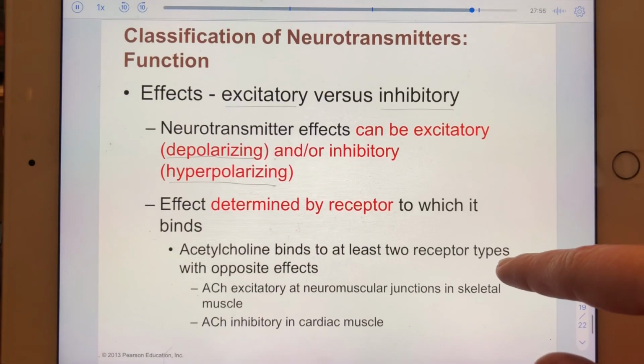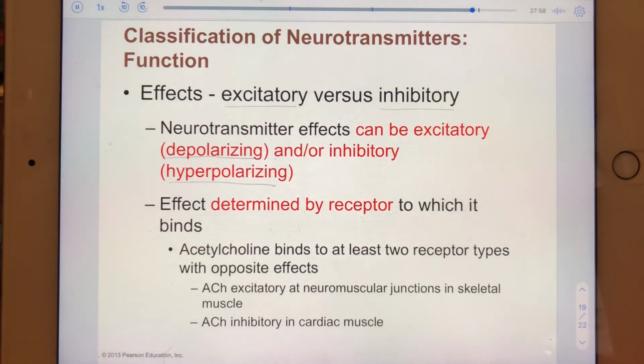Next slide is 20, I think. Okay, again, neurotransmitters can be excitatory, they can be inhibitory, okay? Which means they can either lead to depolarization or hyperpolarization, okay? And a really nice way to showcase that is to talk about acetylcholine, okay? Acetylcholine may have an excitatory effect. It may have an inhibitory effect. It depends on what receptor it binds to, okay?